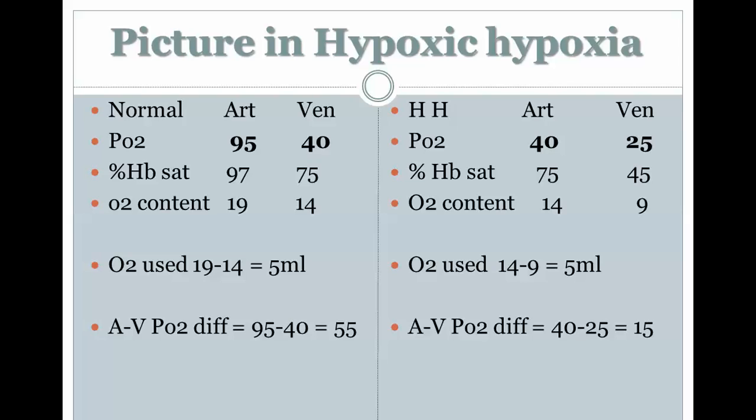Oxygen content, how much? Normal, 19 or 20, and the venous 14 or 15. This is the normal. Oxygen used or taken up by the tissues? High, yes, excellent. Arterial venous PO2 difference is 55. Extraction: consider it as 100, more than 70.